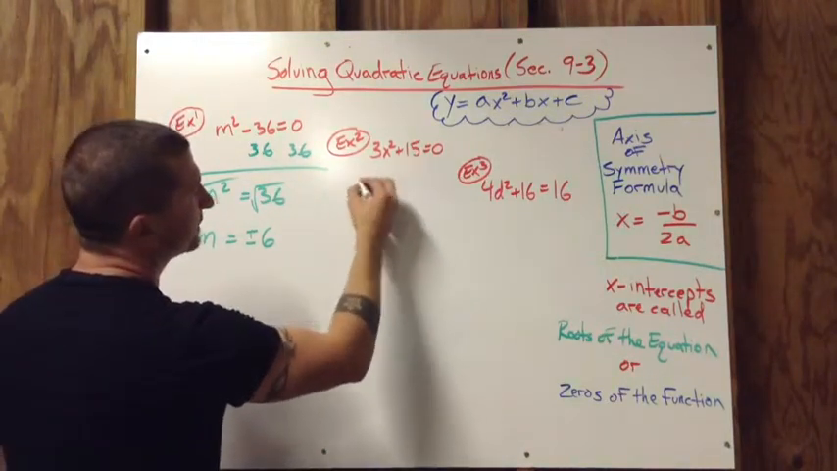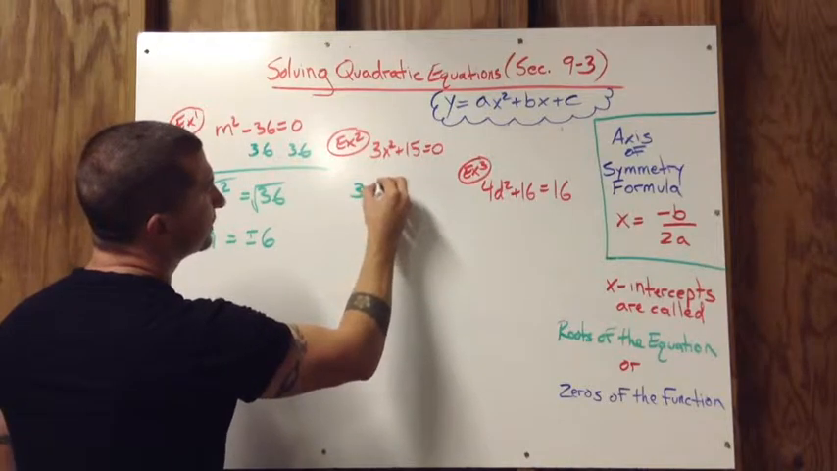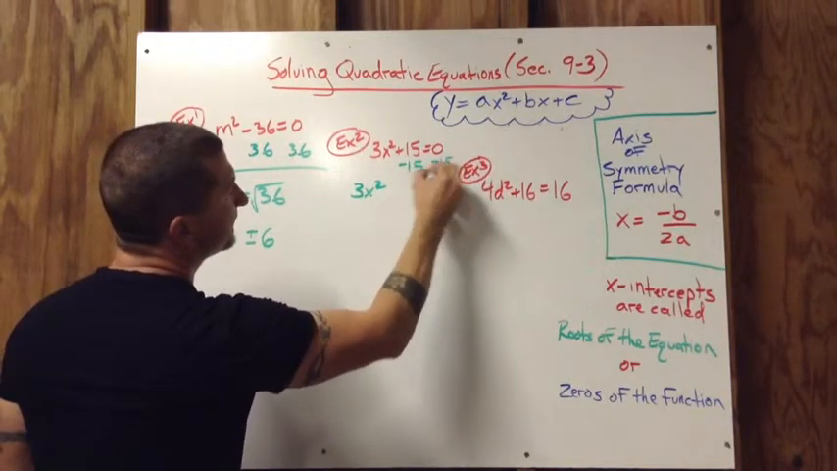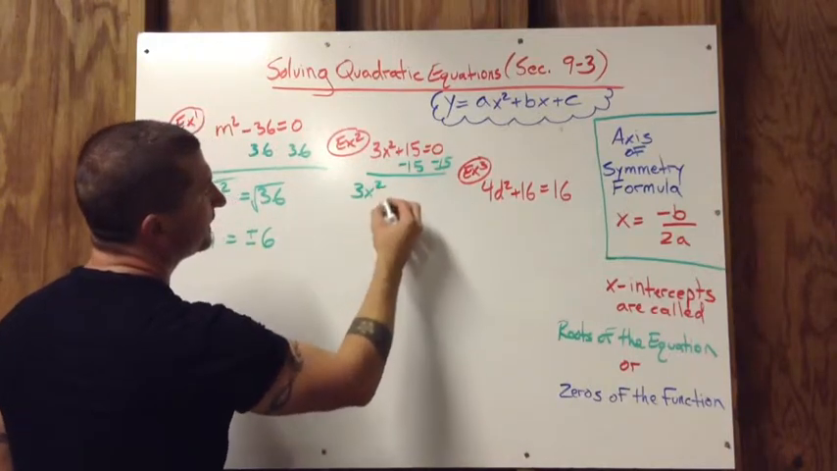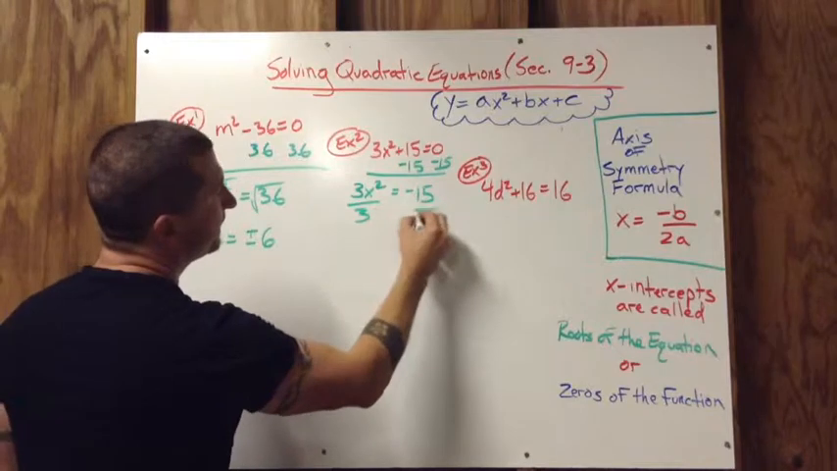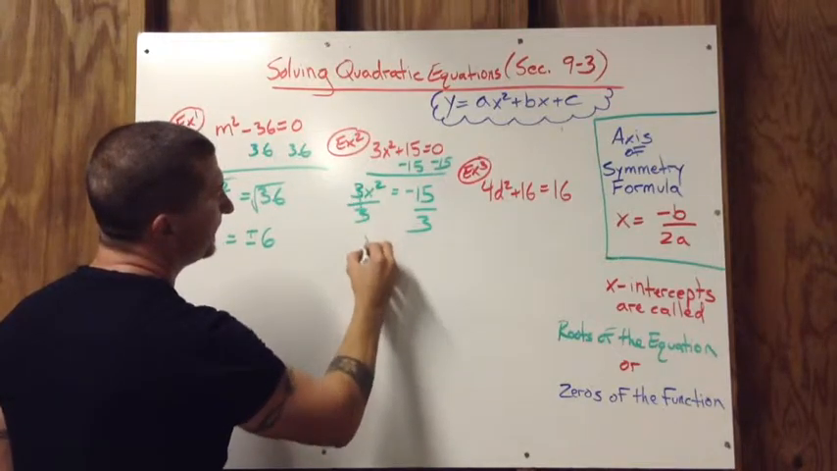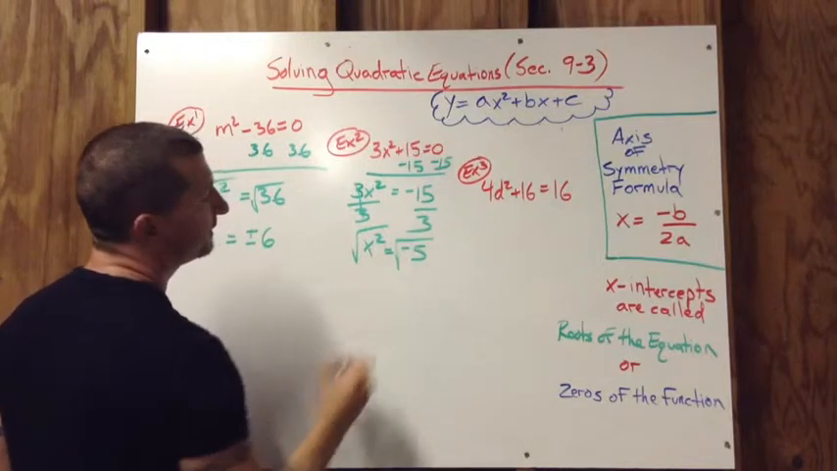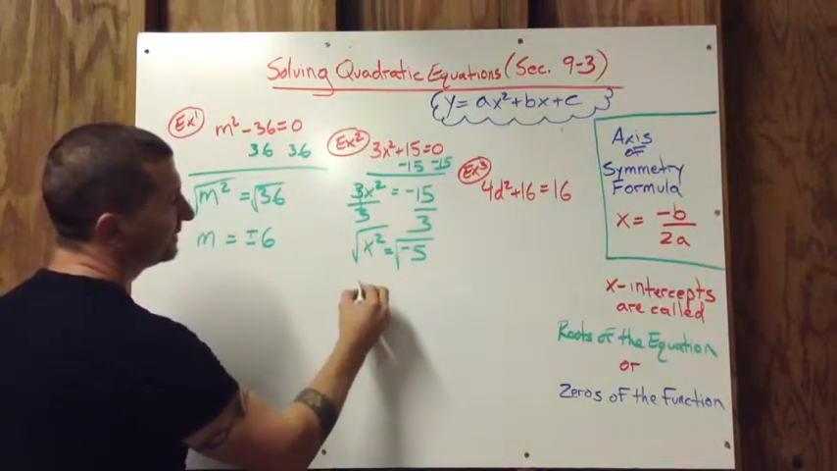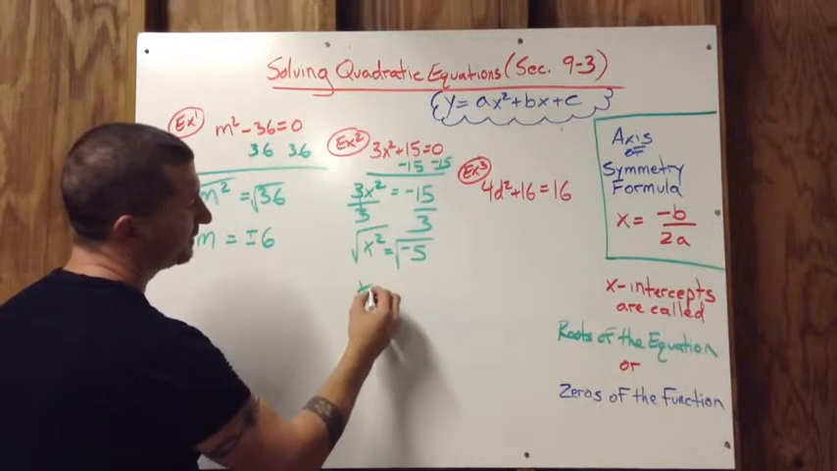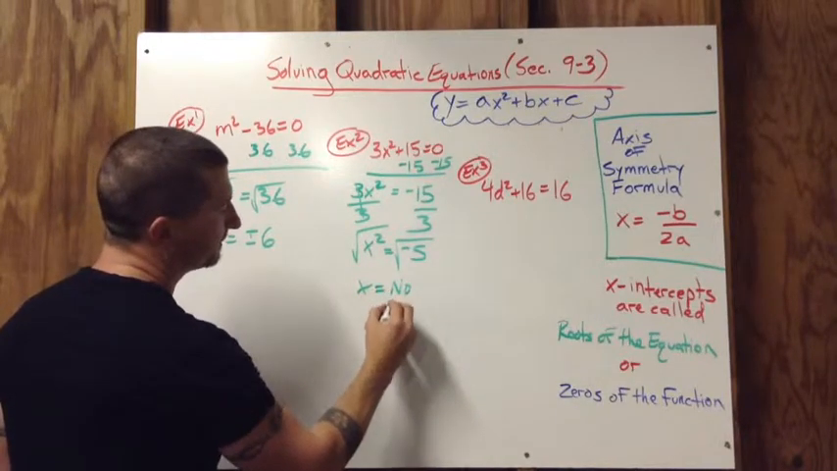Second example. We're going to solve 3x squared plus 15 equals 0. We're going to subtract 15 from both sides. When we do, we get 3x squared equals negative 15. Divide by 3. We get x squared equals negative 5. And as we've already learned on our previous examples, there is no solution for a negative square root. So there is no solution here.